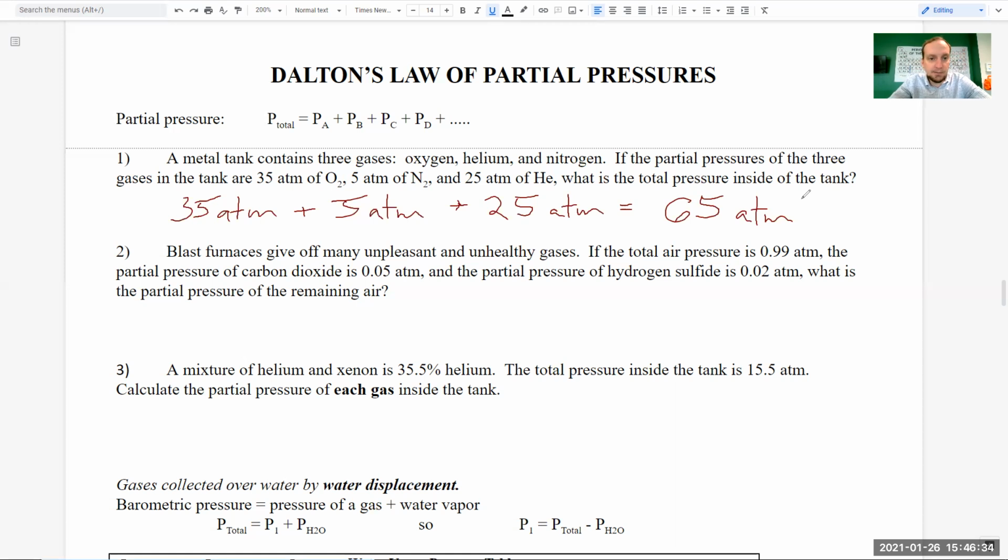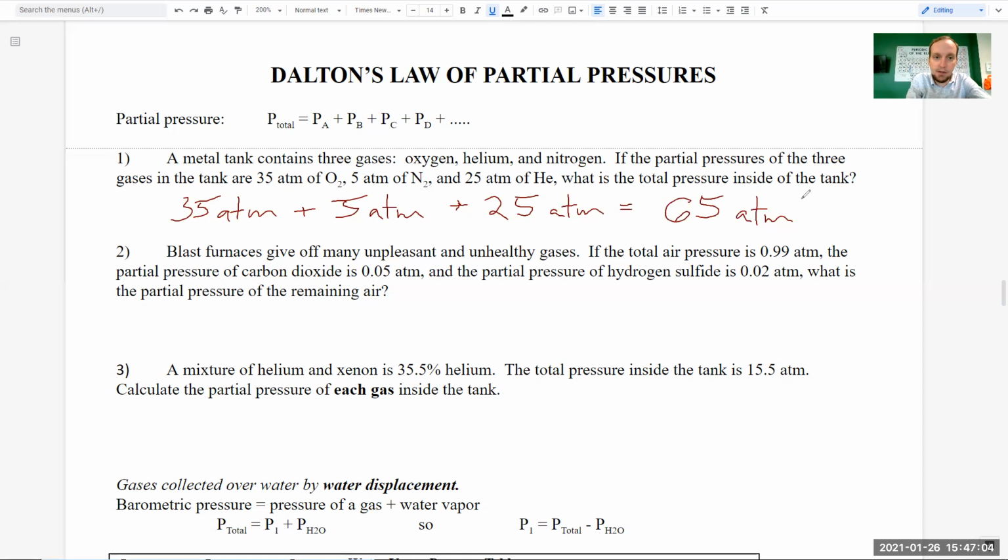All right, number two gets a little bit more complicated. It says blast furnaces give off unpleasant and unhealthy gases. If the total air pressure is 0.99 atm, again, notice they said total, the partial pressure of the carbon dioxide is 0.05 atmospheres, and the partial pressure of the hydrogen sulfide, which is poisonous, is 0.02 atmospheres. What is the partial pressure of the remaining air? So basically, in this problem they're giving us the total, and we're missing one of the parts.